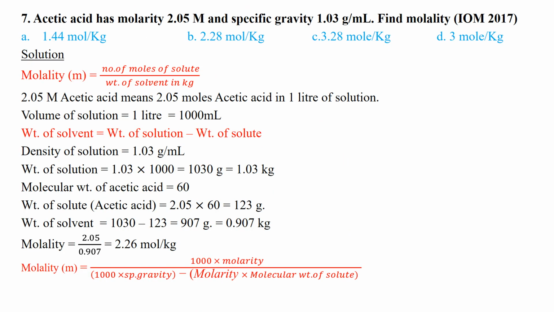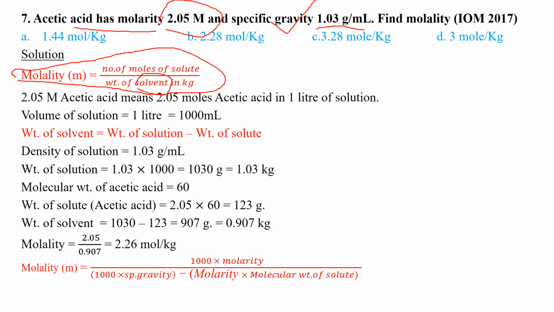Next question. Acetic acid has molarity 2.05 molar and specific gravity is 1.03 gram per ml. Specific gravity is nothing but density. And molality is calculated by using this formula. Molality is equal to number of moles of solute divided by weight of solvent in kg. Remember, this should be solvent and this should be in kg.